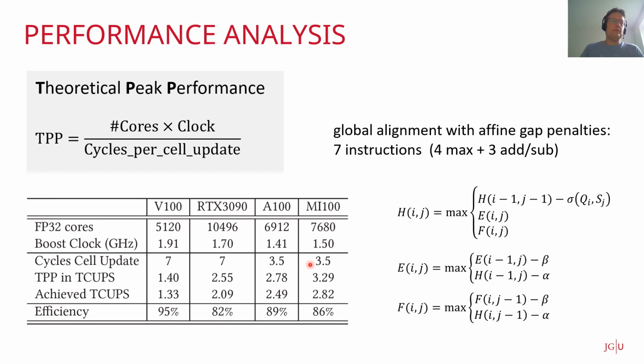Given the boost clock that was reported and the number of floating point cores that each GPU has, we get a theoretical peak performance, and compare this to the actually achieved tera cell updates per second, TCUPs, and get an efficiency of between 82% and 95%. So on the V100, we are very close to peak performance, and on the other 3 cards, we get at least above 80% of peak performance according to this analysis.